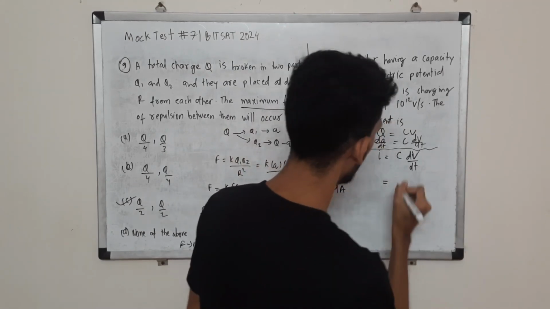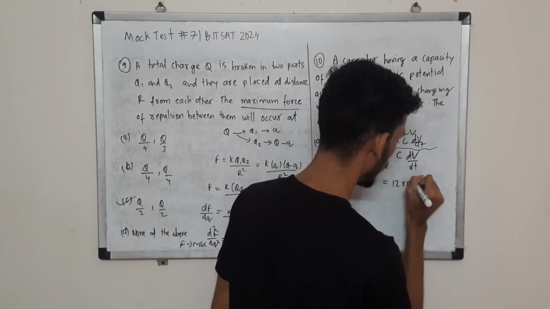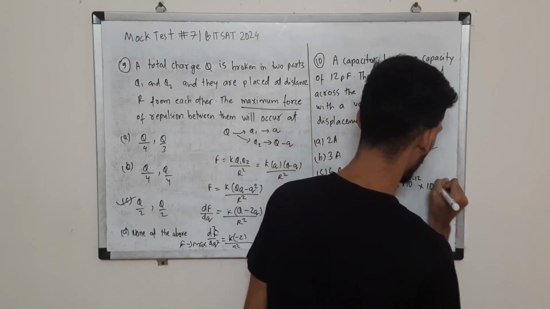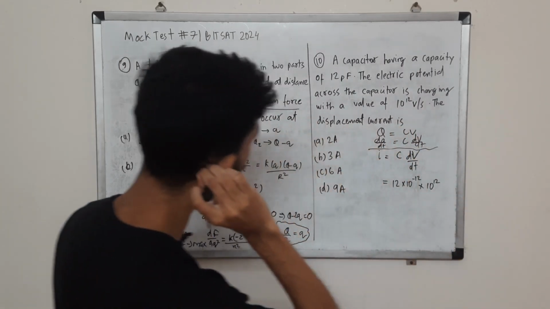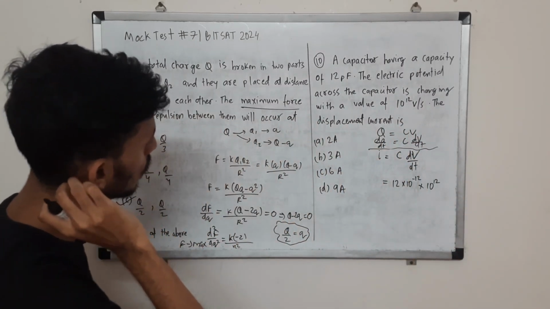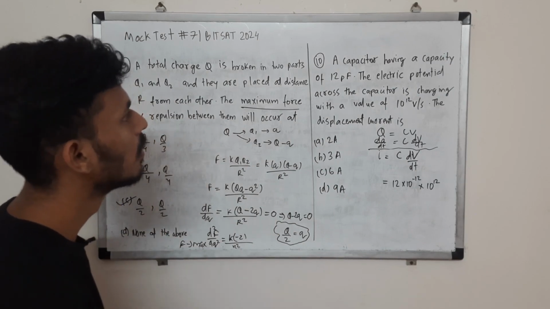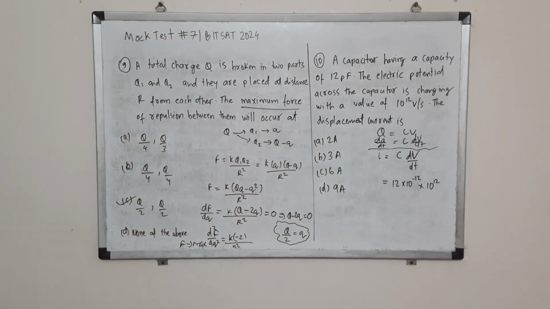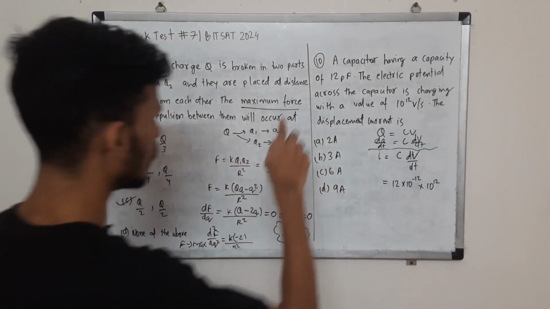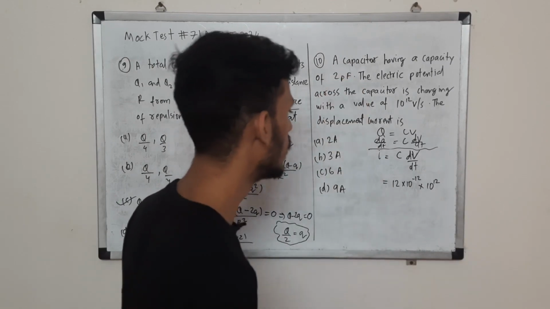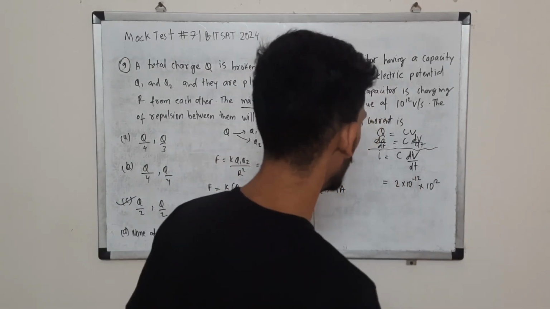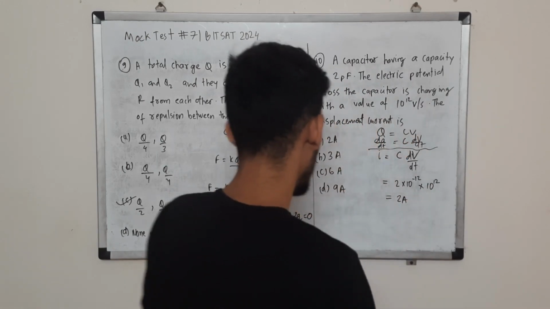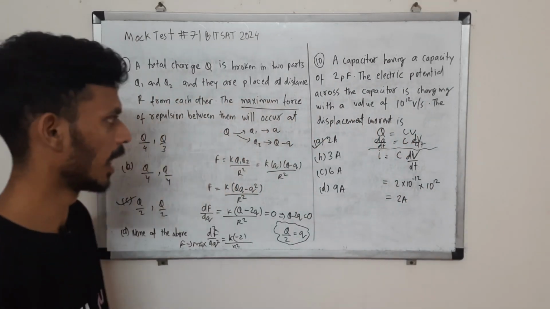So C is 12 picofarad, pico is 10 to the power minus 12, and the rate of change of voltage is given as 10 to the power 12. So is something wrong over here? Let me check the values. Okay, so the correction is here, it is 2 picofarad, not 12 picofarad. So 2 picofarad, and that will give us the answer 2 amperes. As simple as that. Option A is the correct choice over here.